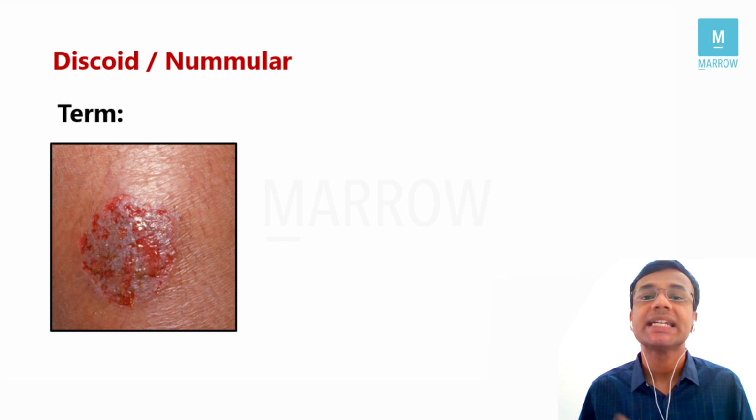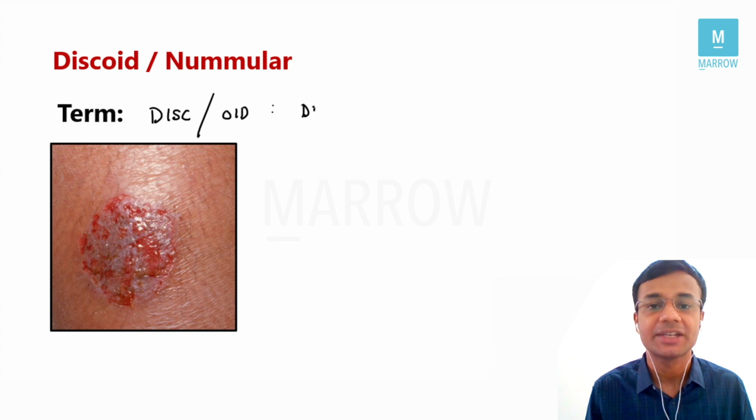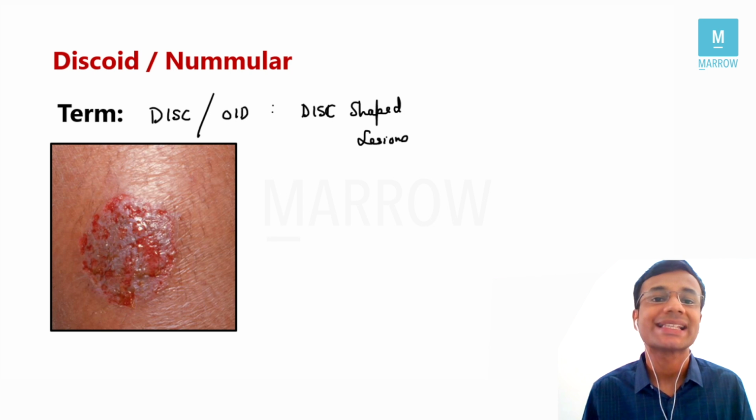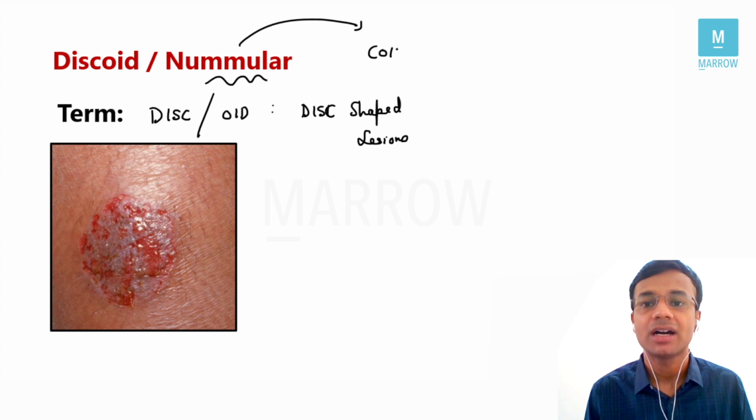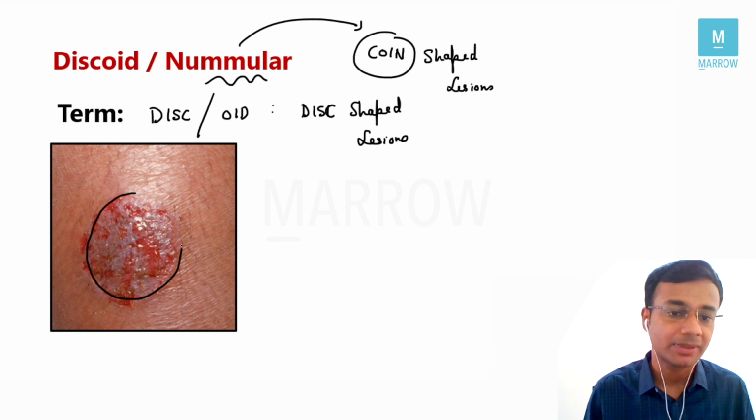Now, what is the meaning of the word discoid? That's why this is called disc and oid. So they are disc-shaped lesions. Now, discoid lesions are also termed nummular lesions. What is the meaning of the word nummular? Nummular means those lesions which resemble a coin. So coin-shaped lesions are called nummular lesions. So you can see that this is the coin-shaped lesion.